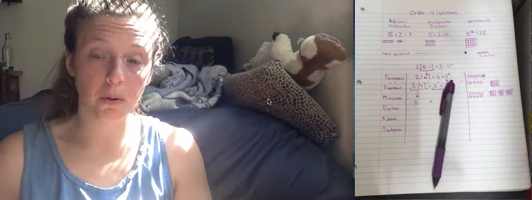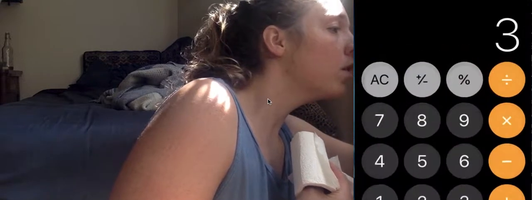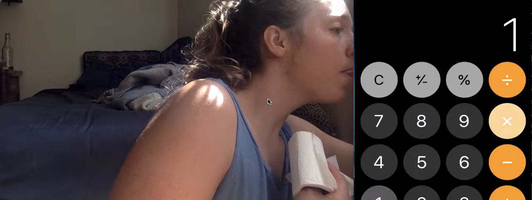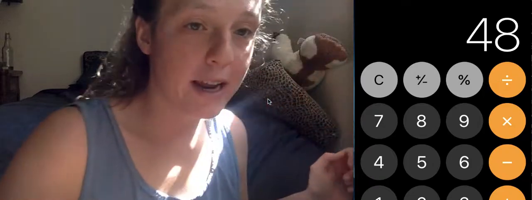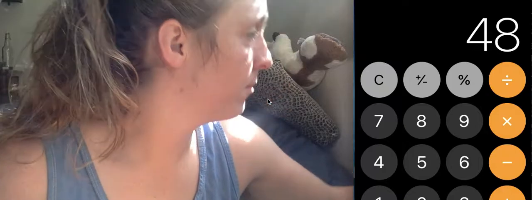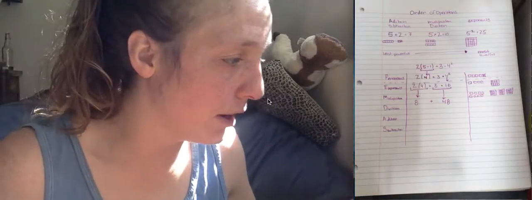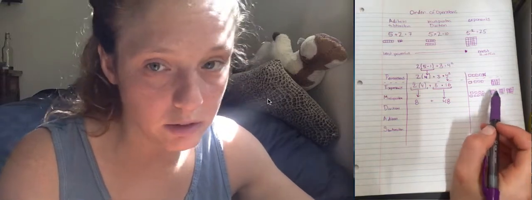Ooh, this might be actually where I have a calculator pulled out. So let's see. That equals 48. And I wrote that 48 right down there. And if I had been a really beautiful artist, I could have counted out those squares. But I still draw it to remind me of what the math is.